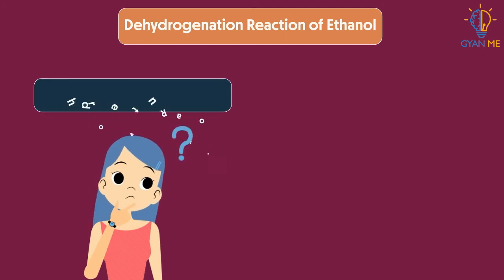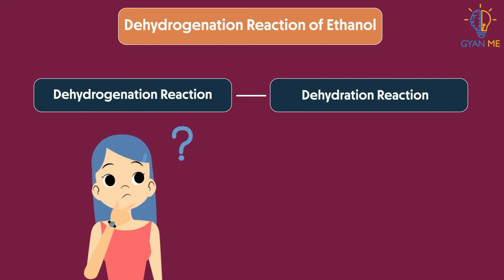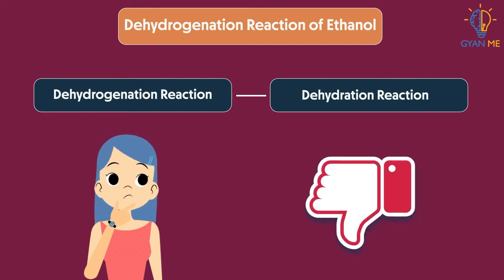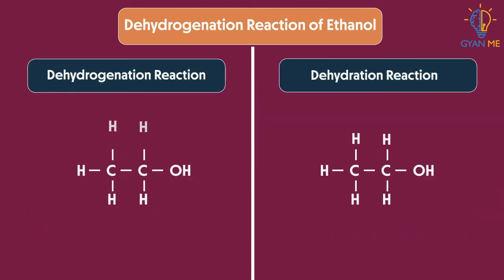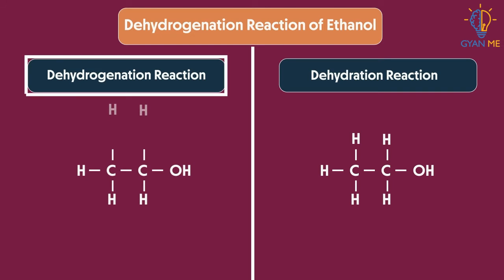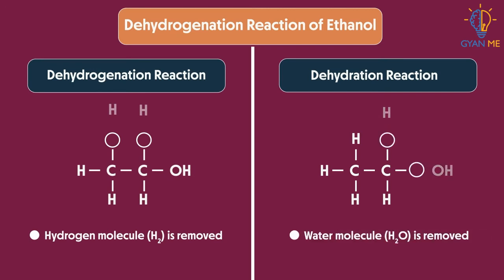Now going back to ethanol, let us learn about the dehydrogenation reaction of ethanol. What do you think this dehydrogenation reaction means? Is it related to the dehydration reaction that we studied in our previous video? No, not at all. Students, dehydrogenation means removal of hydrogen atoms from the compound. Don't confuse dehydrogenation with dehydration. In dehydrogenation, a hydrogen molecule is removed, while in dehydration, a water molecule is removed from the compound.